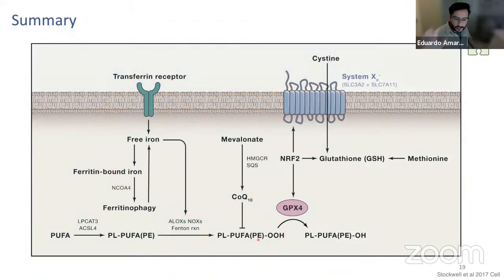So just to summarize this part, in combination, all of these three metabolic pathways: we need iron to induce this pathway. We need the activation of specific forms of polyunsaturated fatty acids. In this case, the iron will be important for induction of ferroptosis through the Fenton reaction and through the activity of lipoxygenases on these PUFAs. And the glutathione pathway is important for the generation of glutathione, which is the important cofactor for GPX4 in converting oxidized lipids into the non-oxidized, reduced form.